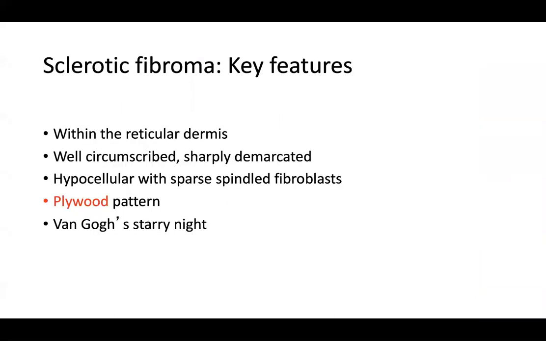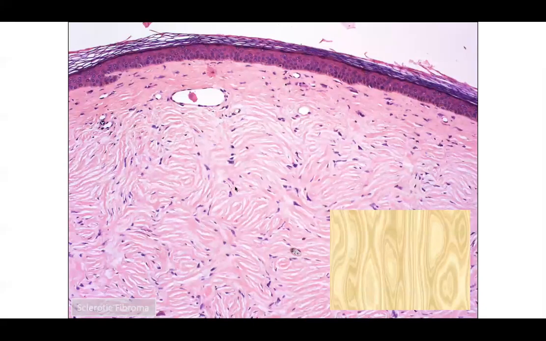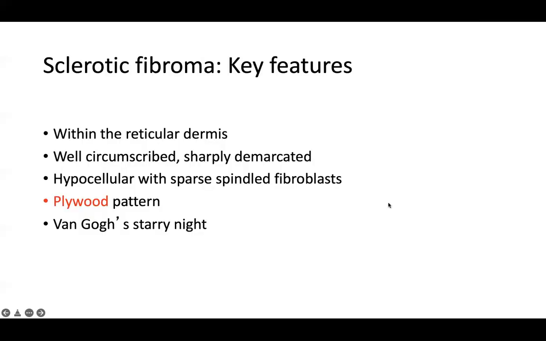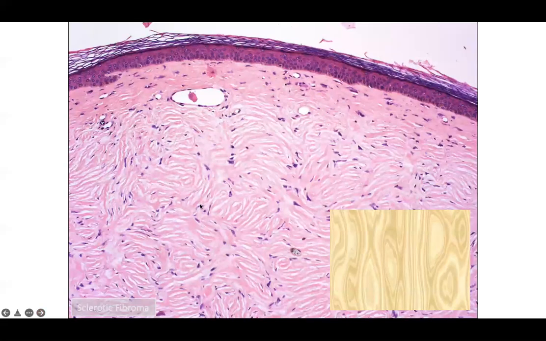Again, just some points. You're going to want to see that it's well circumscribed, sharply demarcated. It's hypocellular with those sparse spindled fibroblasts outside of the more eosinophilic areas with the slit-like spaces. And some people have likened it to Van Gogh's Starry Night. I prefer just to be able to recognize it based on the image.